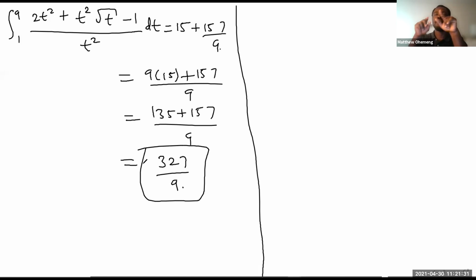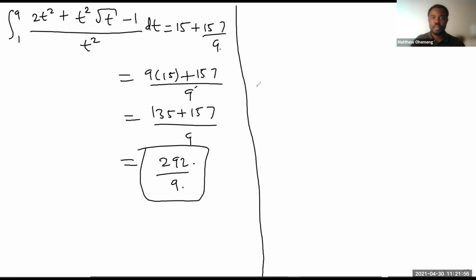Yeah, 285 plus 7. No, wait. 285 plus 7. That's incorrect. So 285 plus 7 will be 5 more. That's 290, and then 292. Yeah, that's more like it. So this is what you're going to get.